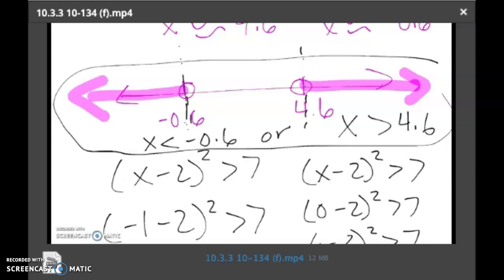All right, so there we go. We have that x has to be less than approximately negative 0.6, or x has to be greater than 4.6. And then we have that graphed on the number line.